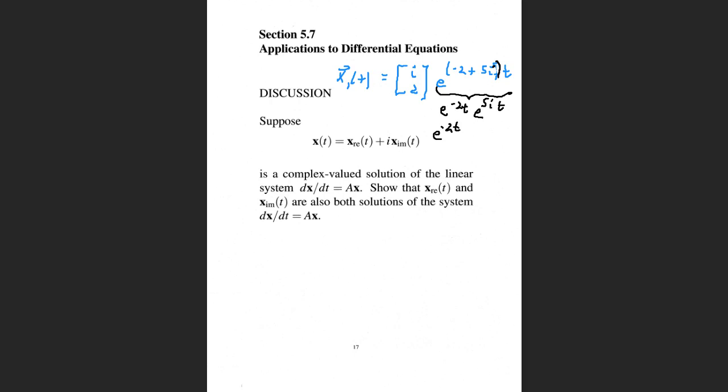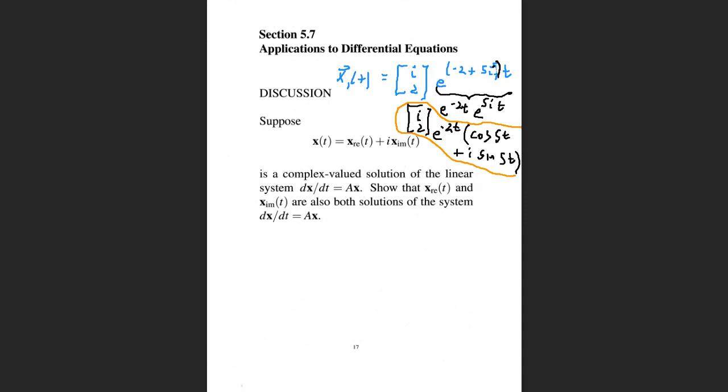So e to the 5it, that's Euler's number, you can write as cosine of 5t plus i times the sine of 5t. So you have this eigenvector I2 times e to the negative 2t times cosine of 5t plus i times the sine of 5t. I mean, you've done this many times.